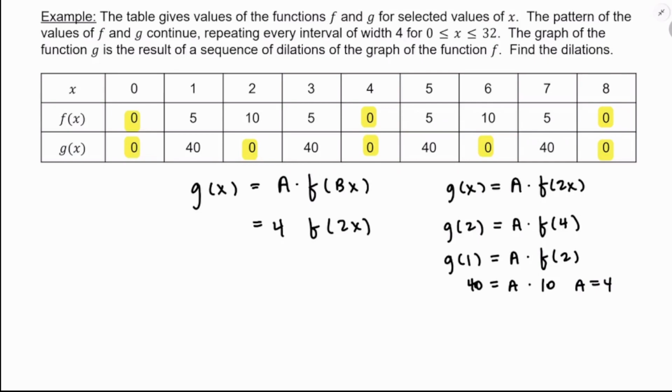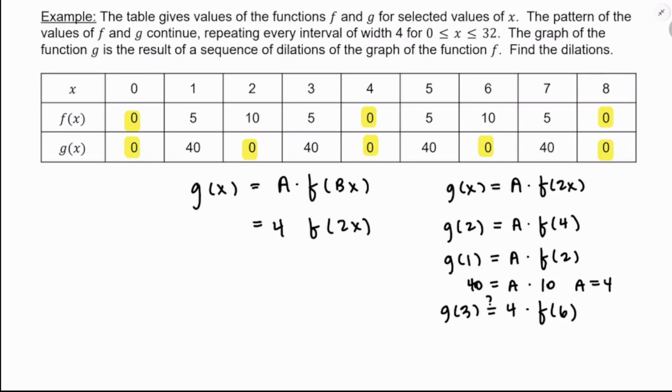Okay, and then I'm going to try another value, like maybe g of 5. That's probably a bad idea. How about g of 3? Is that going to be equal to 4 times f of 6? F of 6 was 10. Yeah, this is working. And you can go back in, you can see this is going to work for all of them.